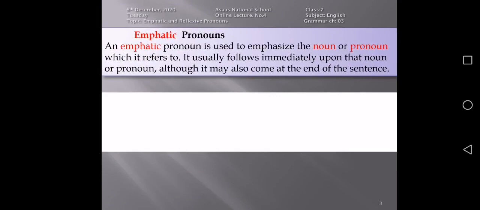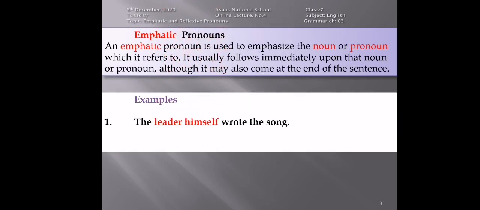See emphatic pronouns. An emphatic pronoun is used to emphasize the noun or pronoun which it refers to. It usually follows immediately upon that noun or pronoun, although it may also come at the end of the sentence. See the examples. The leader himself wrote the song. Here we see himself, which is an emphatic pronoun, and it immediately follows upon the noun to which it refers. The leader is the noun it refers to, and it is immediately after it. So this is one example of emphatic pronoun.